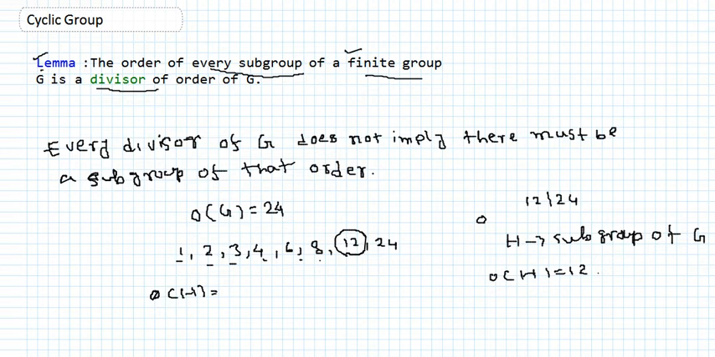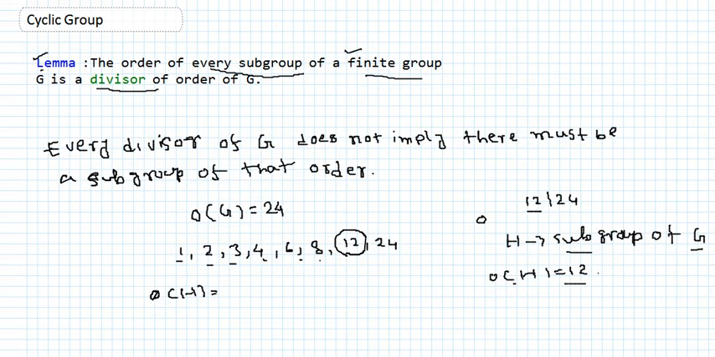We'll find an example in a later part that it's not true, that we will obviously find a subgroup and the order of that subgroup. So let me say it in a clearer form. We may have a divisor 12, but we may be unable to find any subgroup H of a group G such that the order of H equals 12. So every divisor of the order of the group does not mean that we always find a subgroup of that order.